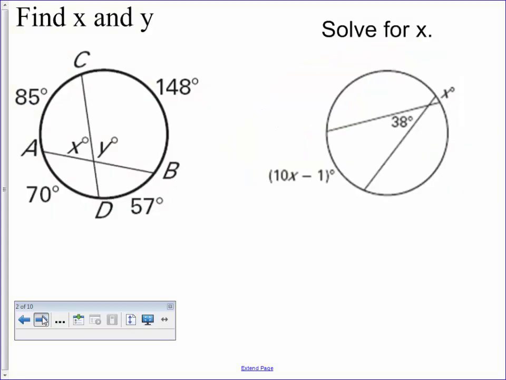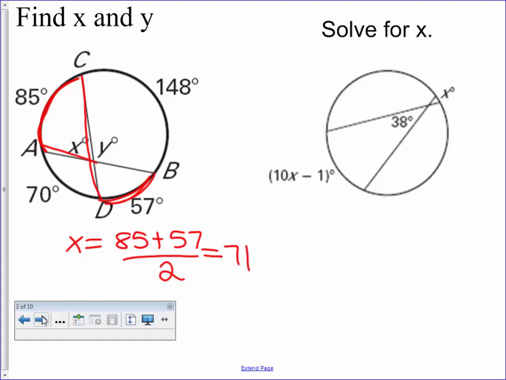All right, so looking at the first example, you can choose, do you want to find x first or do you want to find y first? I personally like the alphabet, so I'm going to go alphabetically and find x first. In this particular problem, x goes with this arc and this arc. So x is equal to 85 plus 57 divided by 2. If you do the math, you get 71.